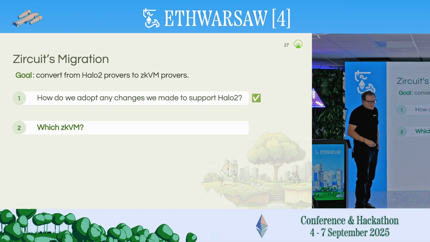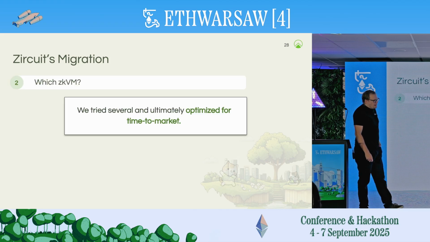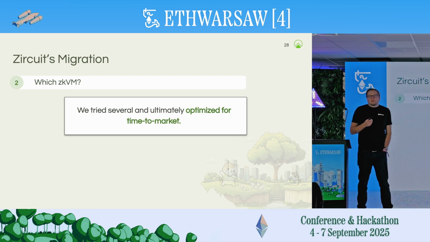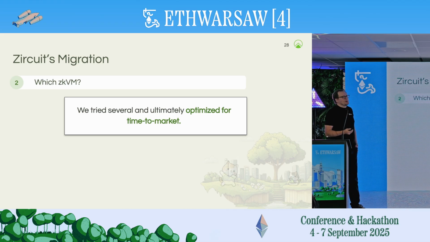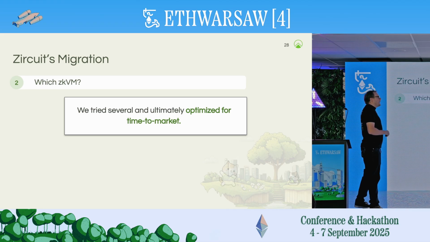So the more interesting question then is which zkVM, and this is what we found. We found that the best way to do it was actually to optimize for time to market, not necessarily best performance. Now, that's not to say we're going to pick a very slow prover. The goal was not to pick one that proved in hours. But if something proved in 5 minutes or 5 minutes and 15 seconds, I didn't care. It was a little bit different.